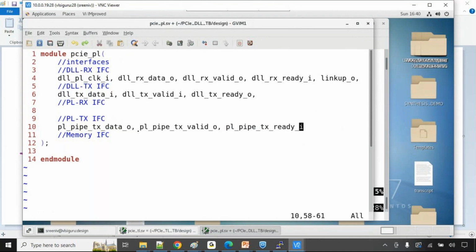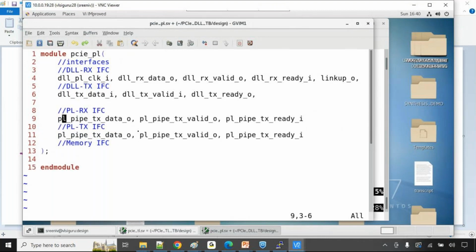Similar to that, here also PL pipe RX data. See, wherever TX is there, change it to RX in this line, and wherever O is there, change it to I. This is the data that is coming from the pipe, and the pipe is telling that this data is valid. My physical layer is telling that I'm ready to accept the data.